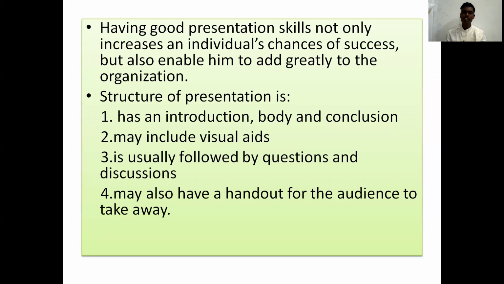Next, it is usually followed by questions and discussions. In any type of communication, the two-way process must be there. It means the speaking from the speaker side and the listening from the listener side should both be in parallel, by which the presentation will be cool and neat and greatly organized. We also have a handout for the audience to take away.